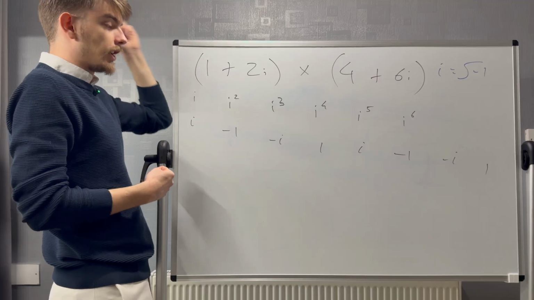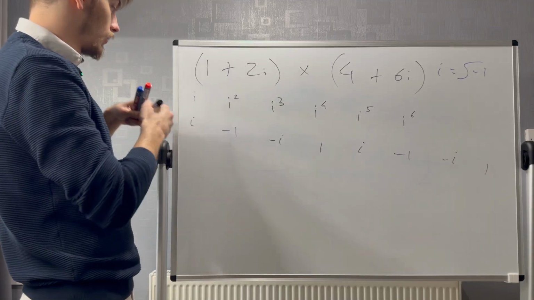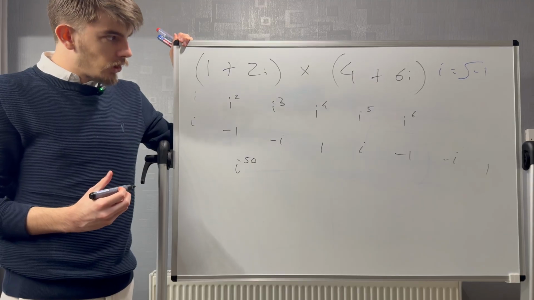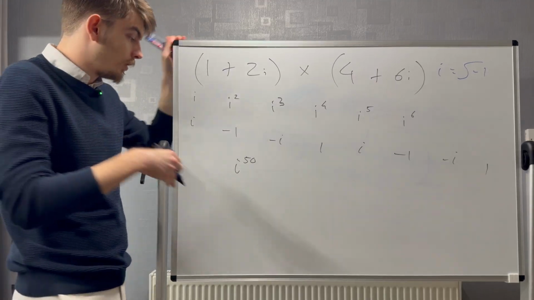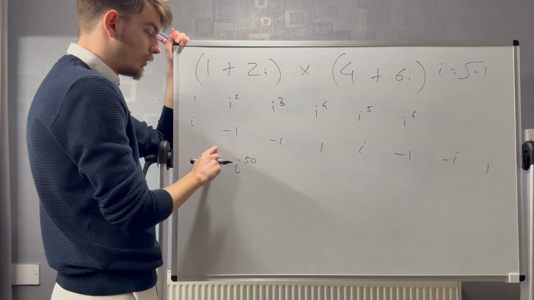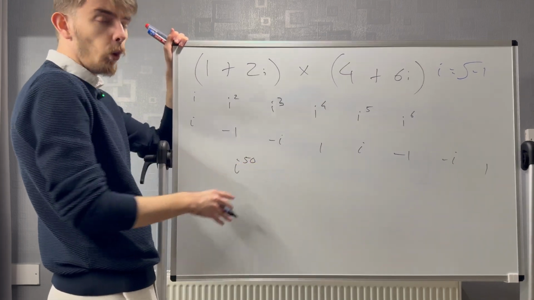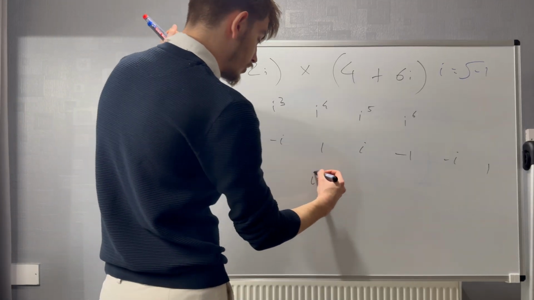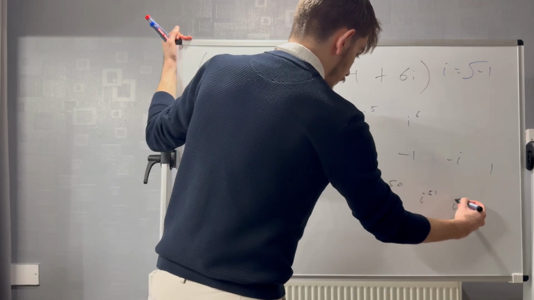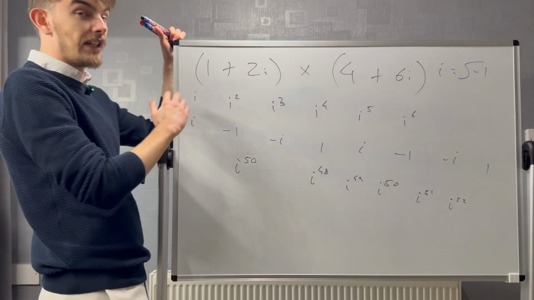So I can use this to say, if I wanted to find what i to the 50 was, I would have to write it out in terms of the closest multiples of 4 to 50. That would usually be the way to do it. So I'd have i to the 48, i to the 49, i to the 50, i to the 51, and i to the 52. And we would map it. This is how I would do it.